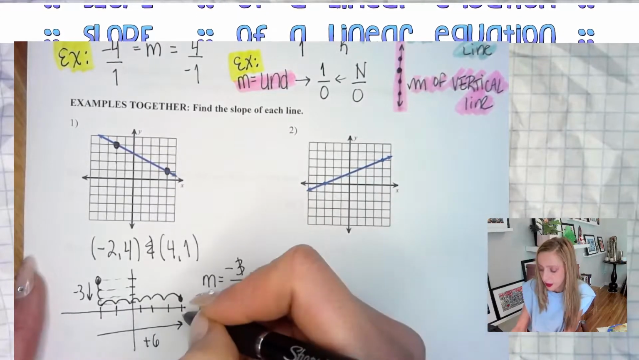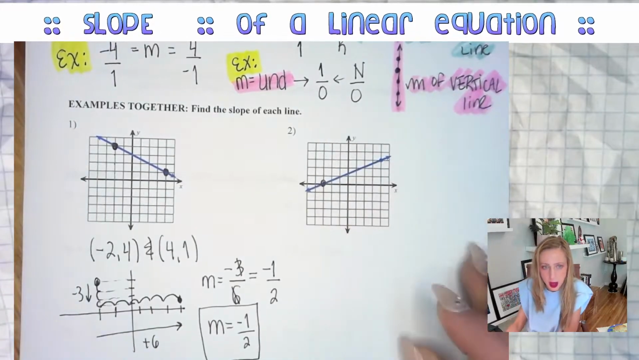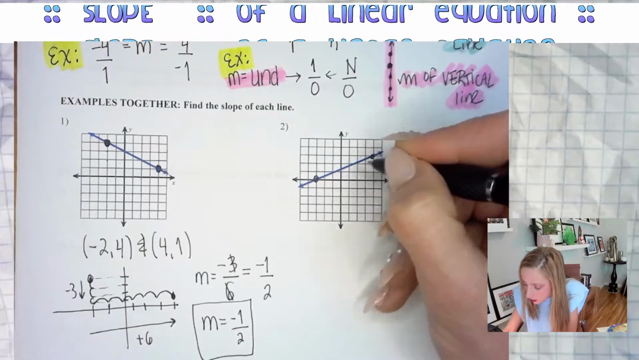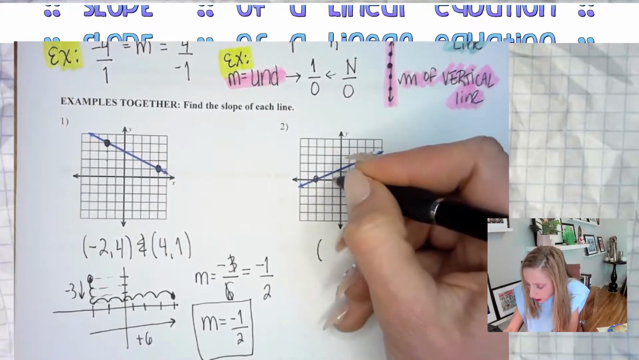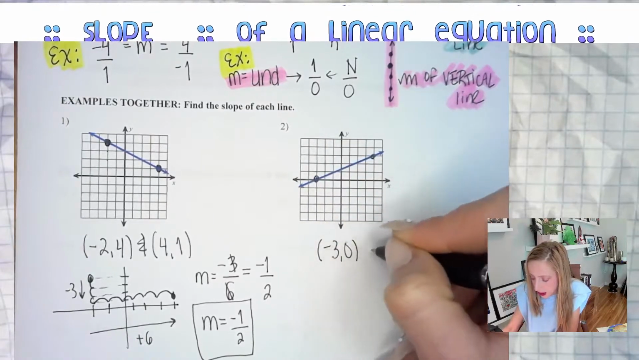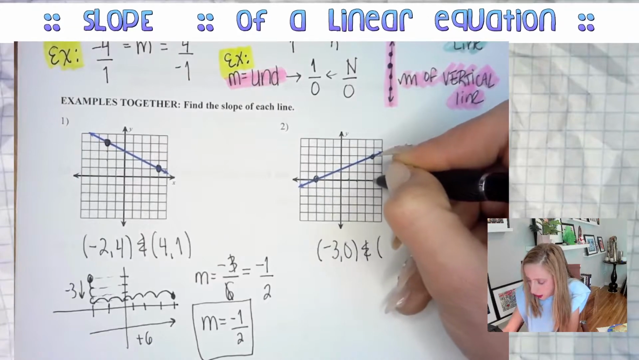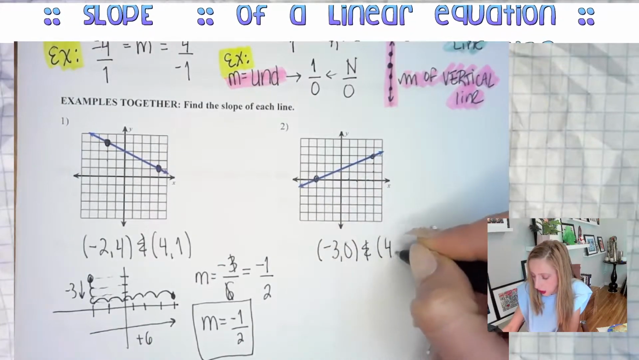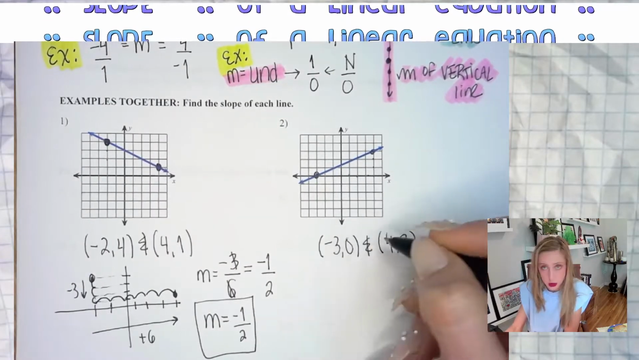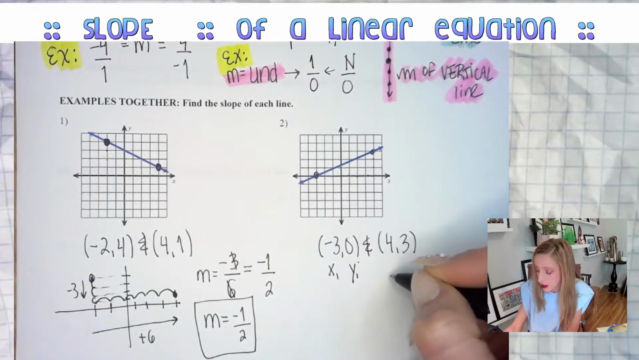Okay? Next up, this one. For this example, I'm not just going to count the boxes. Instead, I'm going to find the slope using the formula. My ordered pairs are 1, 2, -3, comma, up or down 0, and 1, 2, 3, 4, up 3, 4, comma 3. Now we just assign x1, y1, x2, y2. It really doesn't matter which way you do it, as long as you stay consistent.